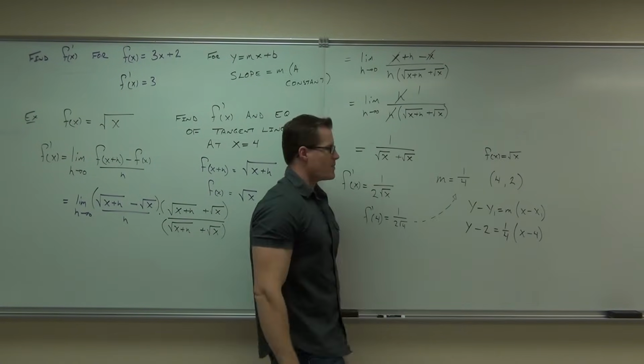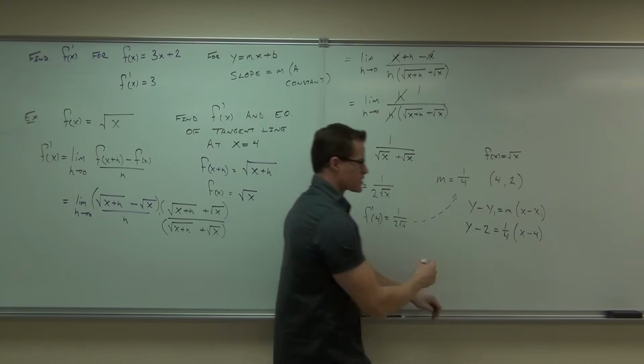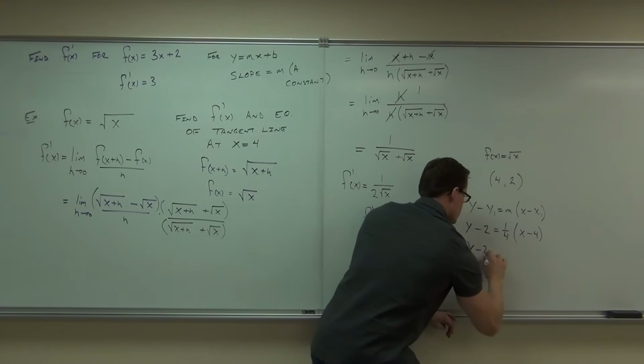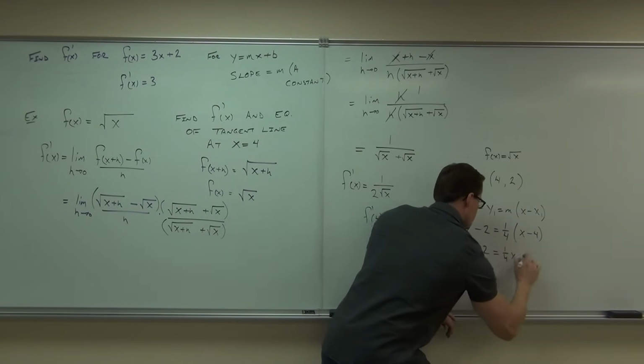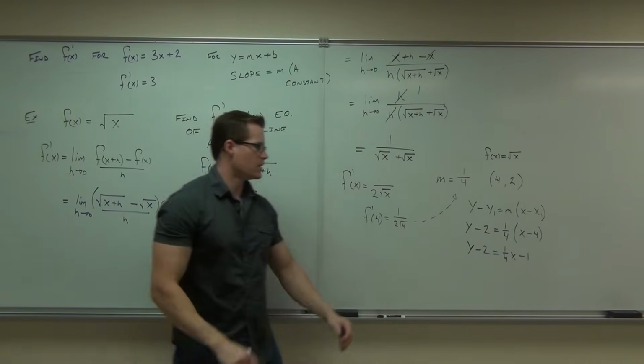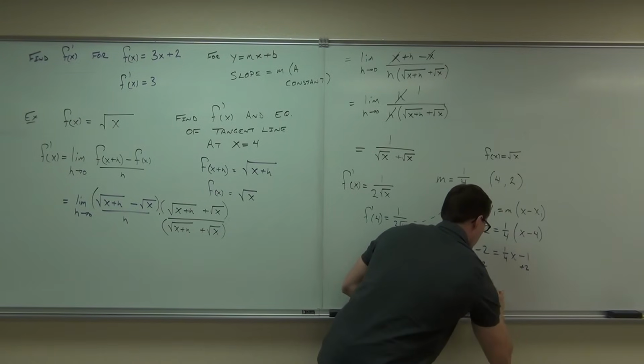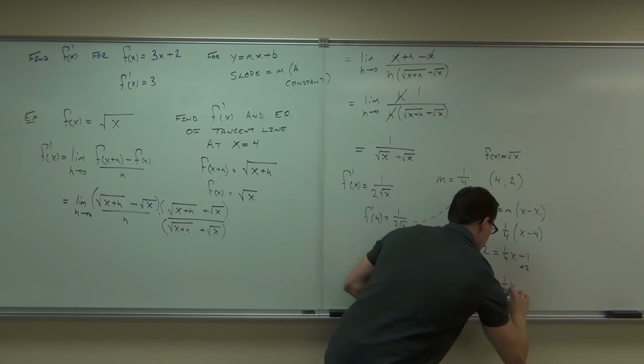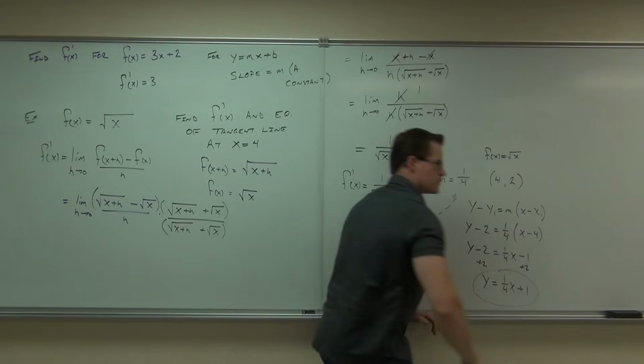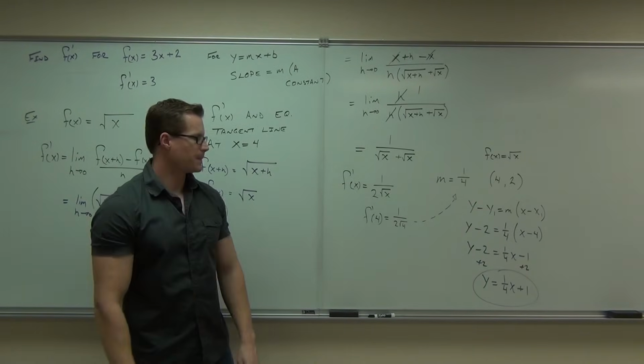Okay. y minus 2 equals 1/4 times (x minus 4). Distribute: y minus 2 equals 1/4 x minus 1. Add 2. y equals 1/4 x plus 1. That's it.